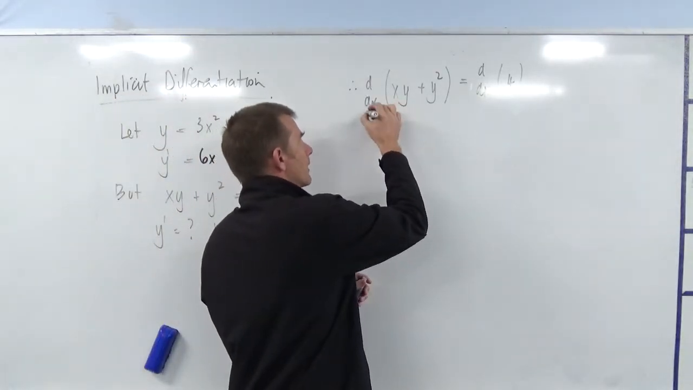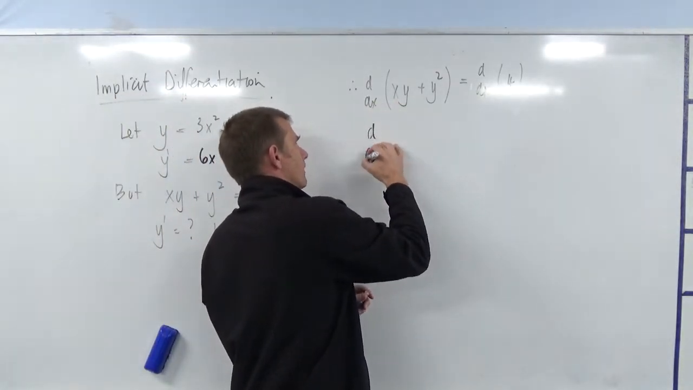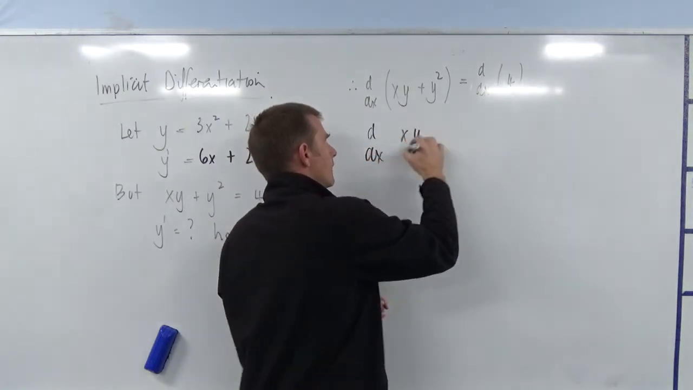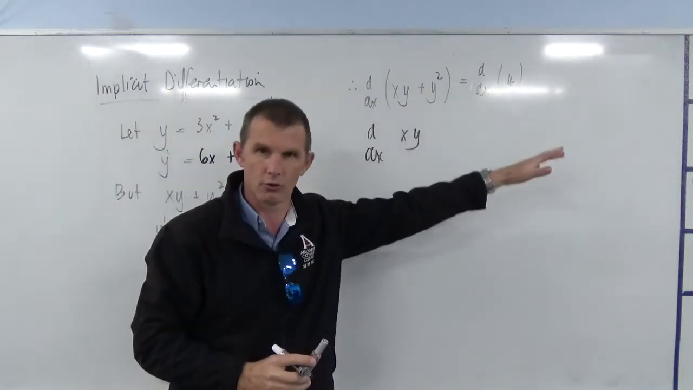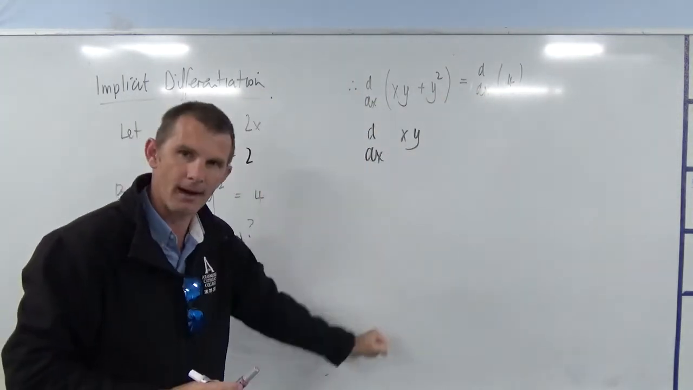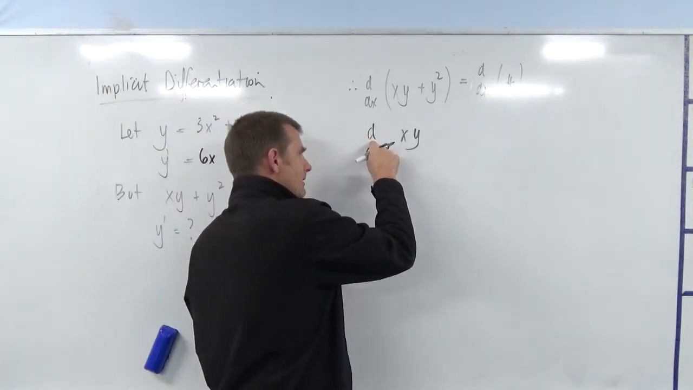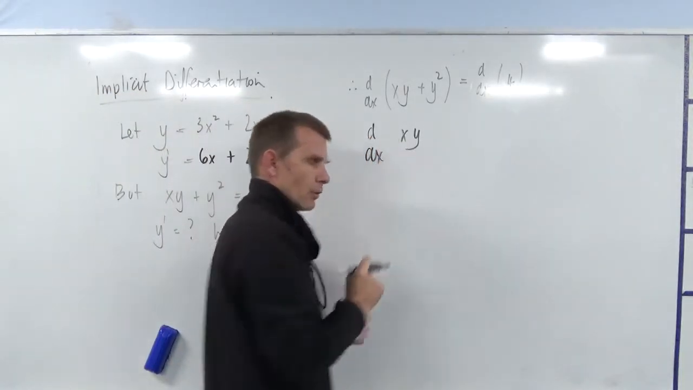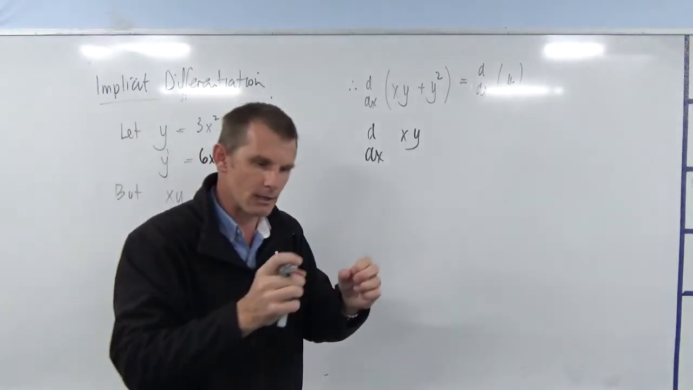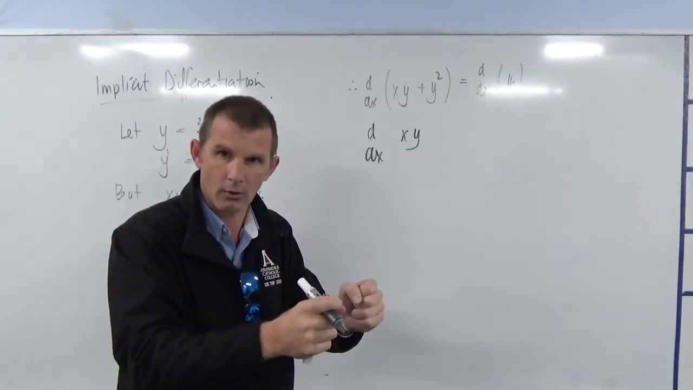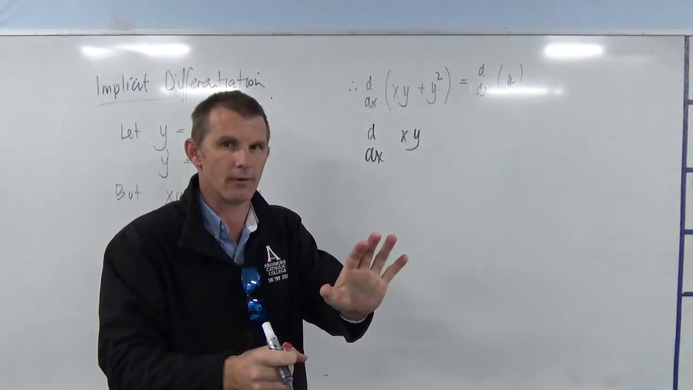Well, I'm going to just look at the first part first here. d dx of xy. Now, the rest of it will do as well, but I'm just going to do them in parts and then I'll build it together. So if I've got d dx of xy, xy is a product, x times y. So I've got to use product rule in there, okay?